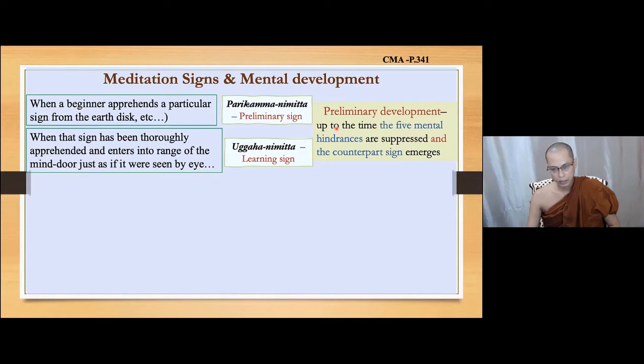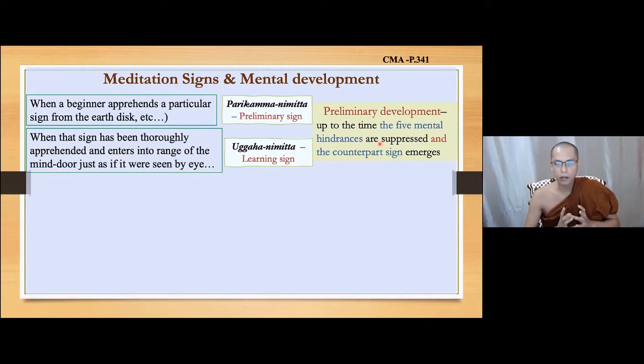Then the meditator continues to practice on that Uggaha Nimitta, the learning sign, until his five mental hindrances are suppressed. With the development of the concentration, vitakka, vicara, etc., the positive mental factors or mental qualities are developed. When they become stronger, they suppress the five mental hindrances, which are opposed to them. Then, without the disturbance of the mental hindrances, the mind becomes concentrated.